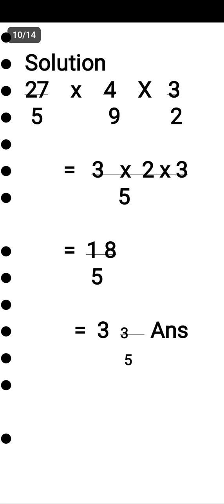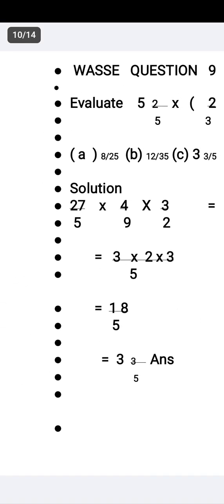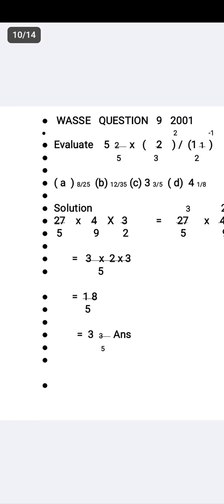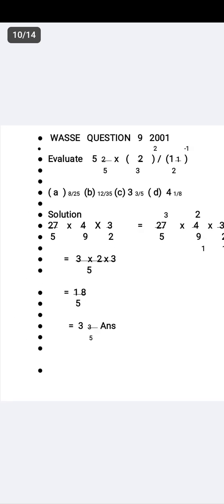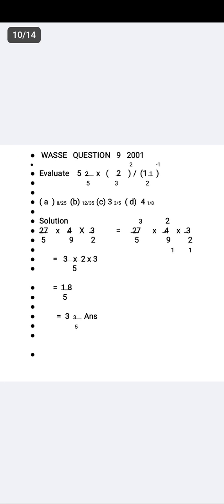That is, the numerator is left with 3 times 2 times 3, which is then over what? 5. So we have 3 times 2 times 3 over 5. That gives us 18 over 5. When you divide it, you now have 3 and 3 over 5. And that is the solution to that question. Do you have any question? Is there anything that is not clear there?